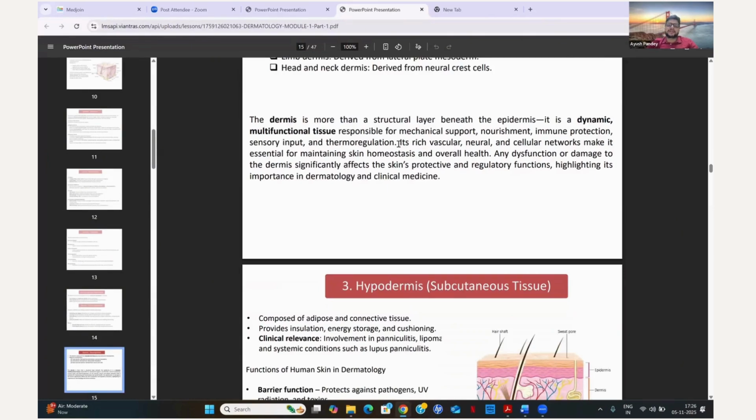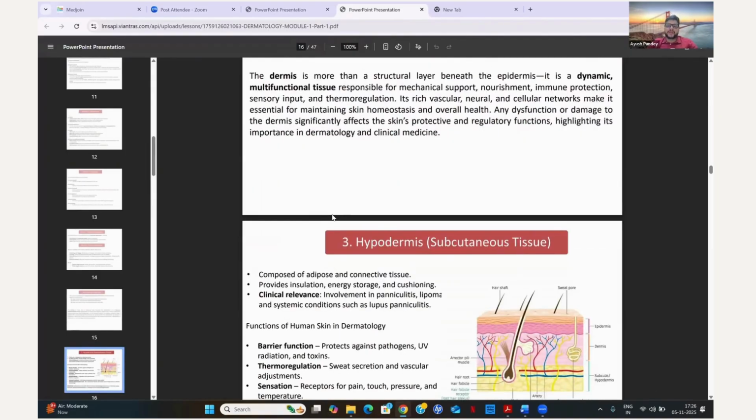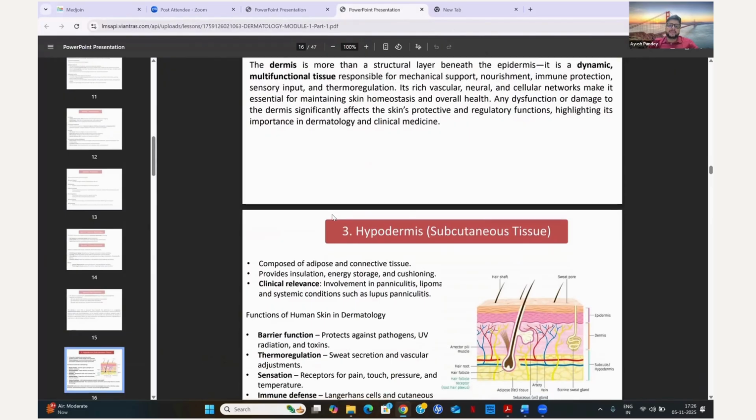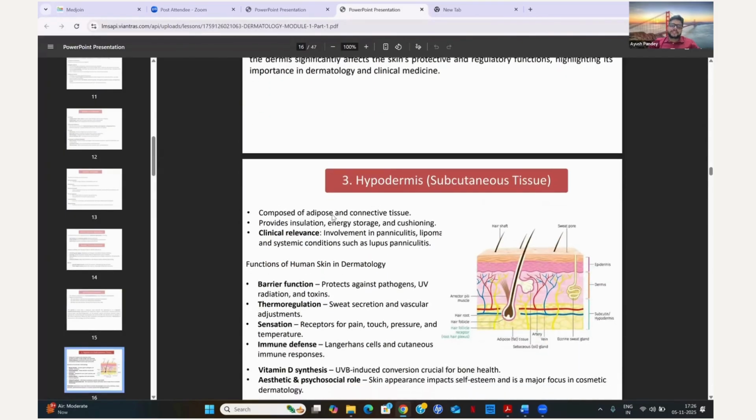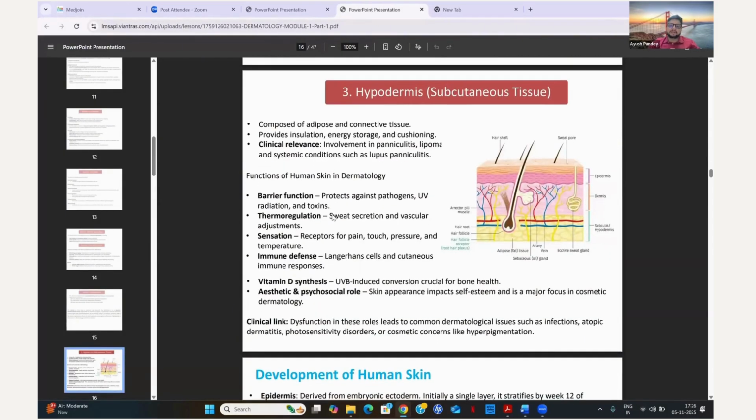More than a structural layer, yes, it is a dynamic multifunctional layer and it has a lot of roles like thermoregulation, immune function, nourishment because it is very highly vascular. It contains all the important arteries, veins, nerves, and the lymphatic supply. So any damage can lead to scarring and all kinds of wrinkling, aging takes place through this second component, that is the dermal layer. The third is the hypodermis, and this is the subcutaneous tissue, and it is composed of adipose and connective tissue.